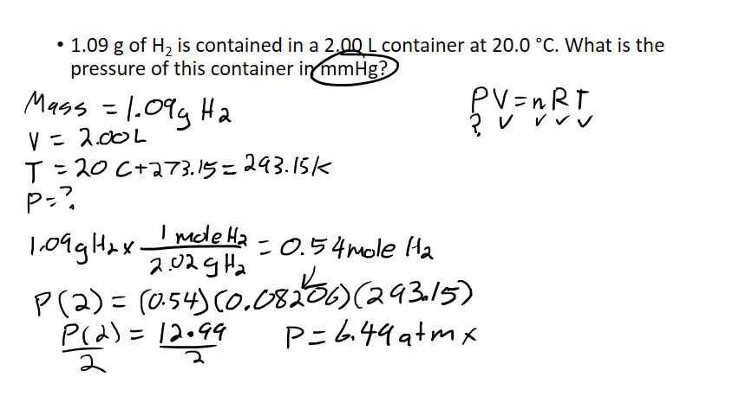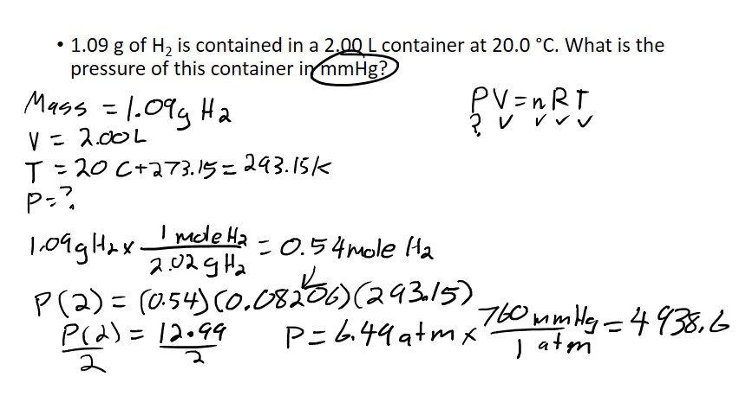To convert that, we're going from atmospheres to millimeters of mercury, trying to get rid of atmospheres. For every 1 atmosphere, you have 760 millimeters of mercury. So your final answer comes out to about 4,937 millimeters of mercury. So overall, not too bad of a problem, considering that you just got to plug this stuff into the ideal gas law, first converting mass to moles.